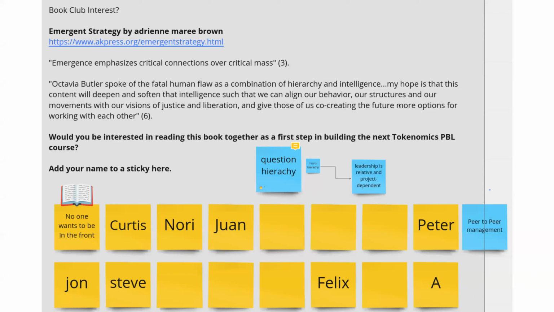So I want you to know, as a first step to building towards tokenomics PBL, some people are opting in to book clubbing this book, okay? And anybody who wants to join us in reading it, talking about it, and seeing what it has to tell us about a pathway to tokenomics PBL, I just want to invite you to do that. And this is a Miro board. I'll share the link after these slides where you can do so.